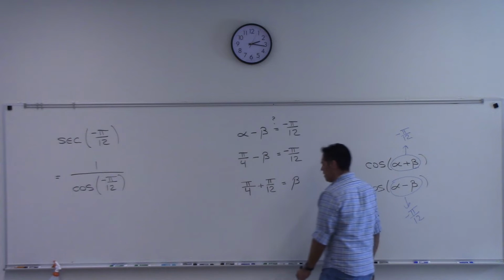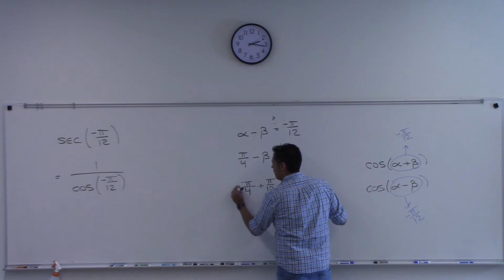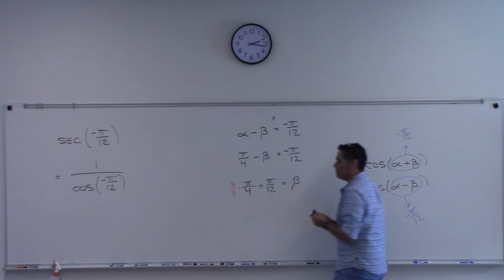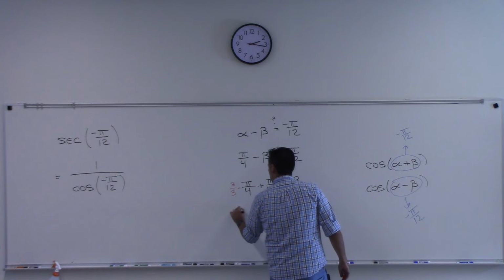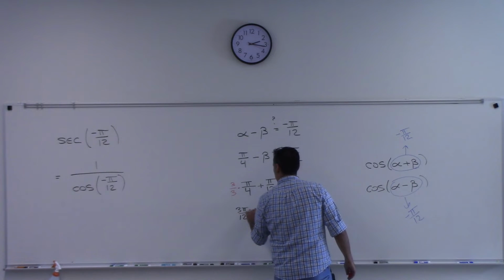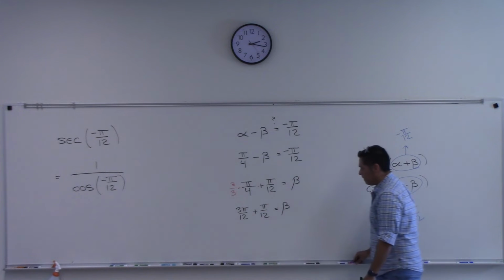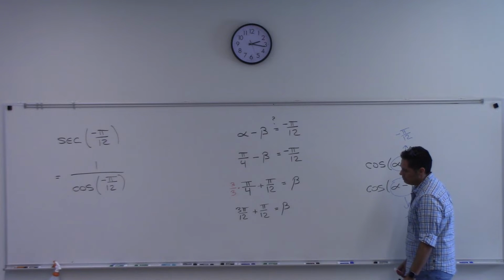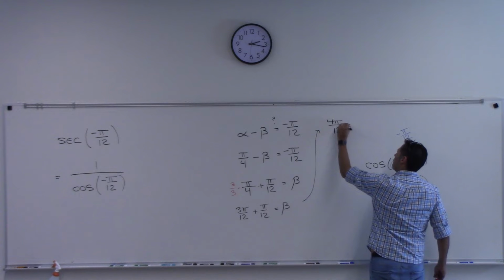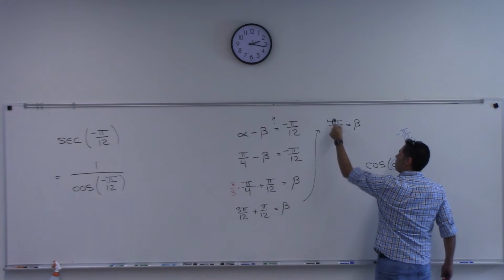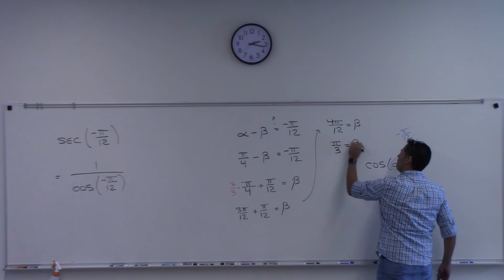So I would have to get a common denominator here. I have to multiply the top and the bottom of just that first fraction by 3. And we get 3 pi over 12 plus pi over 12 equals beta. And what is that when you put those together? It's 4 pi over 12. And that's what beta is. But simplify it, reduce that. Pi over 3 is beta.